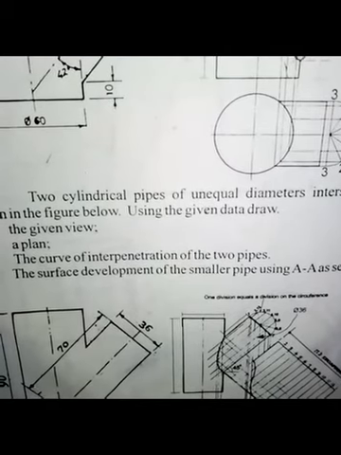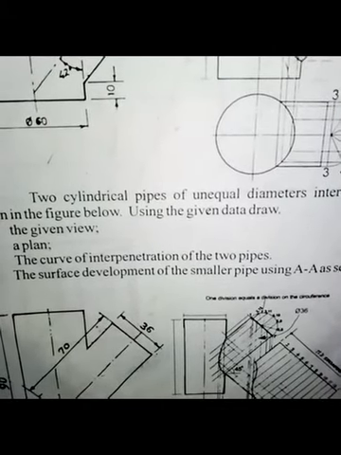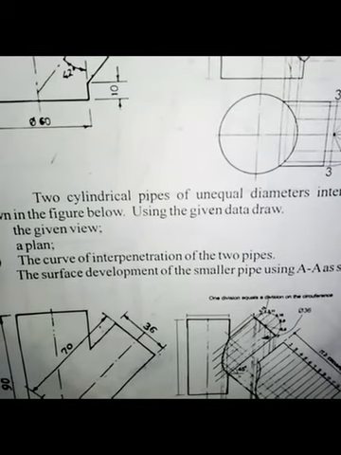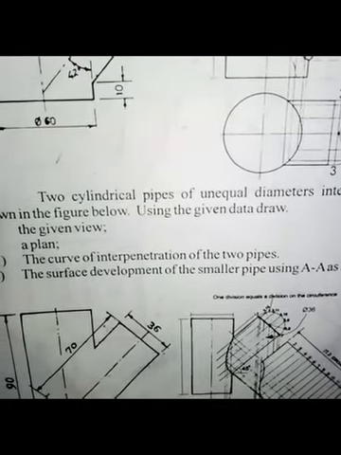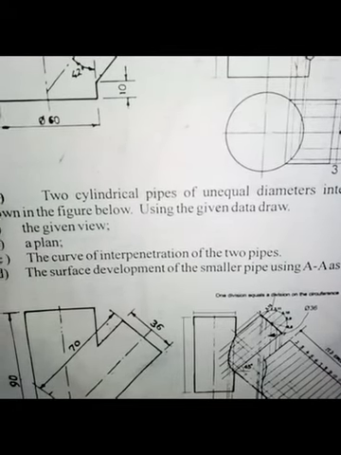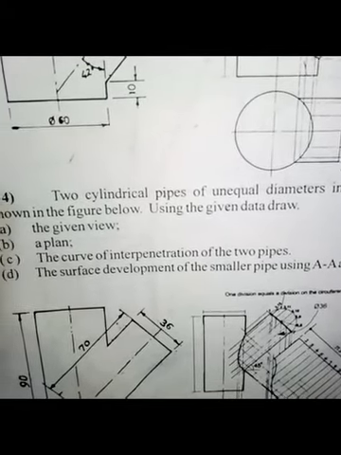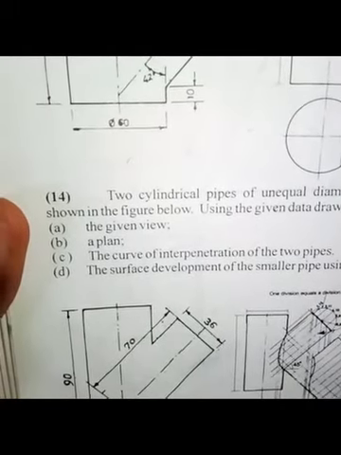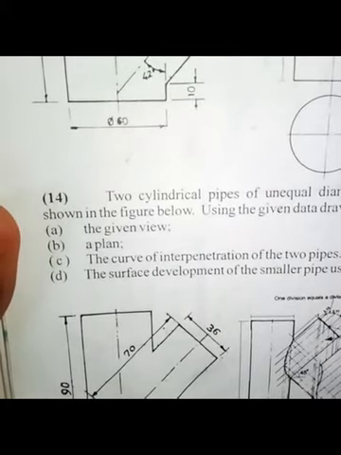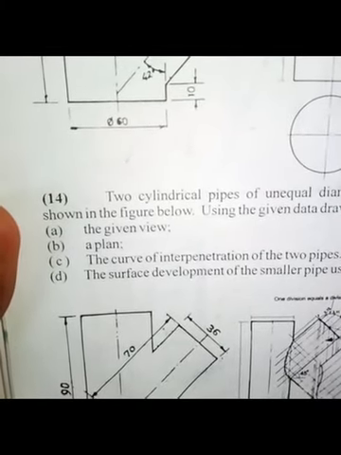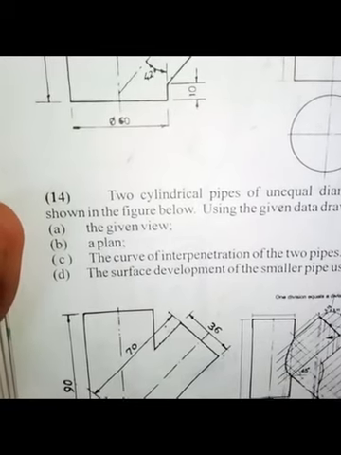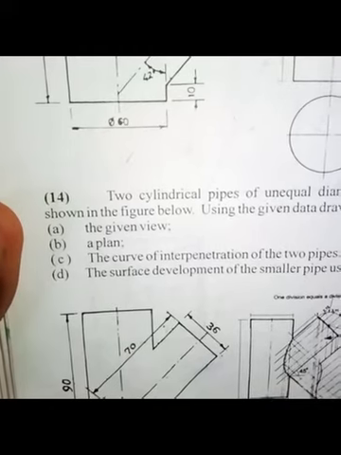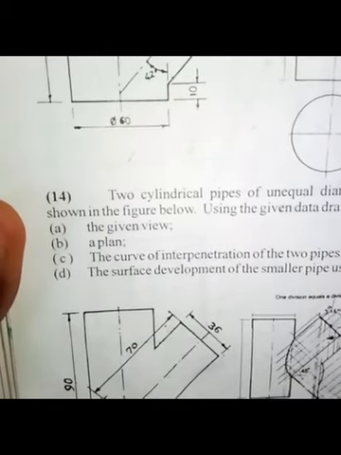The question says that two cylindrical pipes of unequal diameters intersect as shown in the diagram below. Using the given data, draw from question A, the given view, question B, a plan, question C, the curve of interpenetration of the two pipes, and question D, the surface development of the smaller pipe using AA as seam.